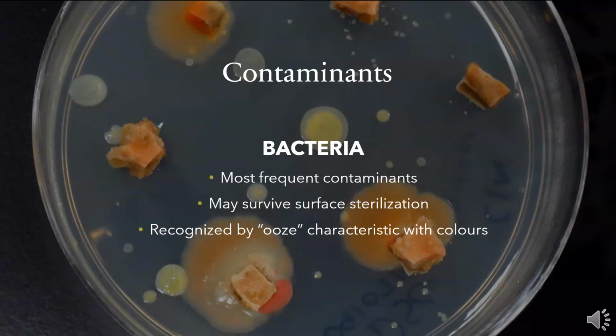Bacteria are usually introduced with the explant, and may survive surface sterilization, if they are embedded in the interior tissues. Some bacterial spores can also survive the sterilization procedure even when present on the tissue surface. Various types of bacteria have been found in plant tissue cultures, and they can be recognized by a characteristic ooze, in different colors, including white, cream, pink, and yellow.